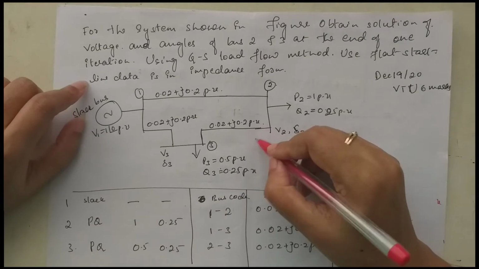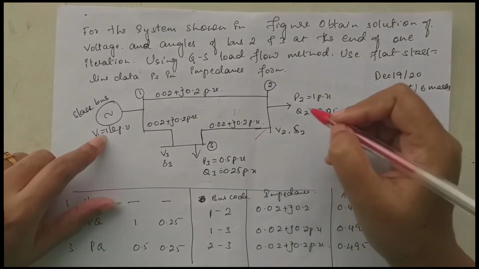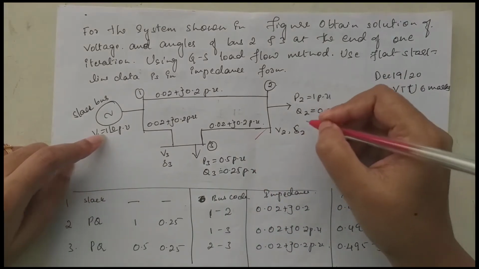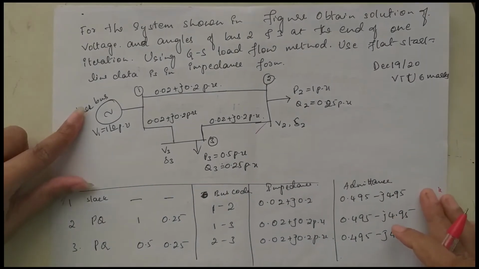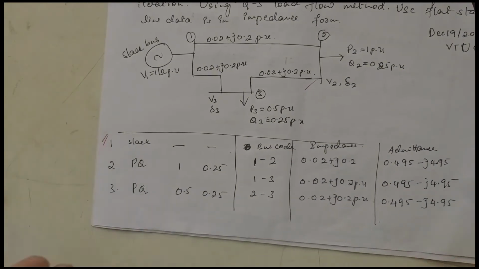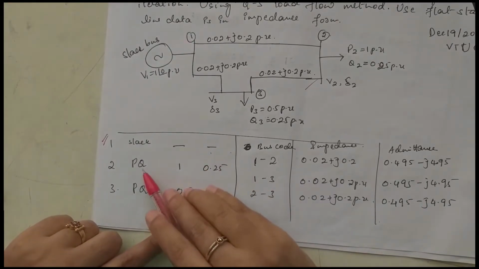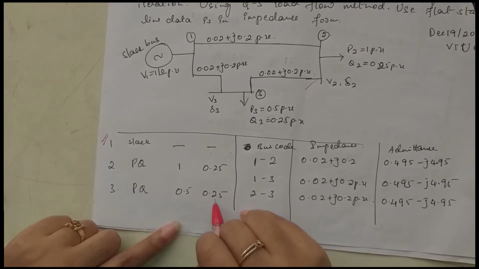This is the network shown. The first bus is a slack bus, data is given. The second bus is a PQ bus, and the third bus is a PQ bus. The data are given. First, what we have to do is note down the data given. For the slack bus, P and Q are not given. The second bus is a PQ bus, P and Q are given. The third bus is a PQ bus, P and Q are given.